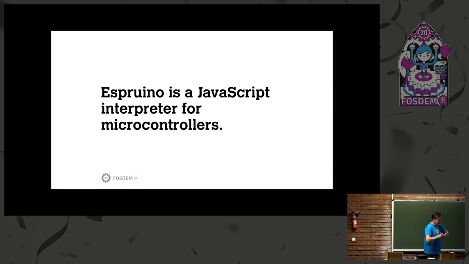It is an interpreter that supports most of JavaScript, even some ES6 features like arrow functions. And it has a REPL functionality. So you can connect it to the computer using a USB cable or Bluetooth, and you can execute commands on the microcontroller, just like you would in the console of a browser.